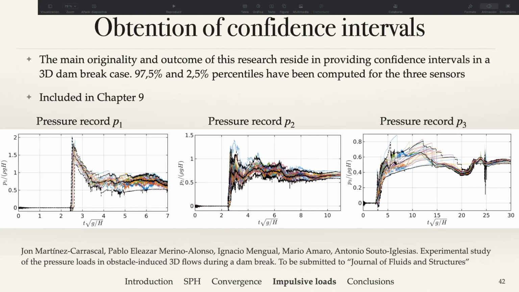Here you can see the pressure records of the 3 sensors in the non-symmetric configuration of the obstacle. The different colors stand for the records obtained with different experiments. And the dashed black lines are the percentiles that have been obtained, which are interesting to us because we will use them in order to see if the result obtained with SPH lies within the experimental confidence intervals. Now, these results have been collected in an article that is actually about to be sent for submission to the Journal of Fluids and Structures.